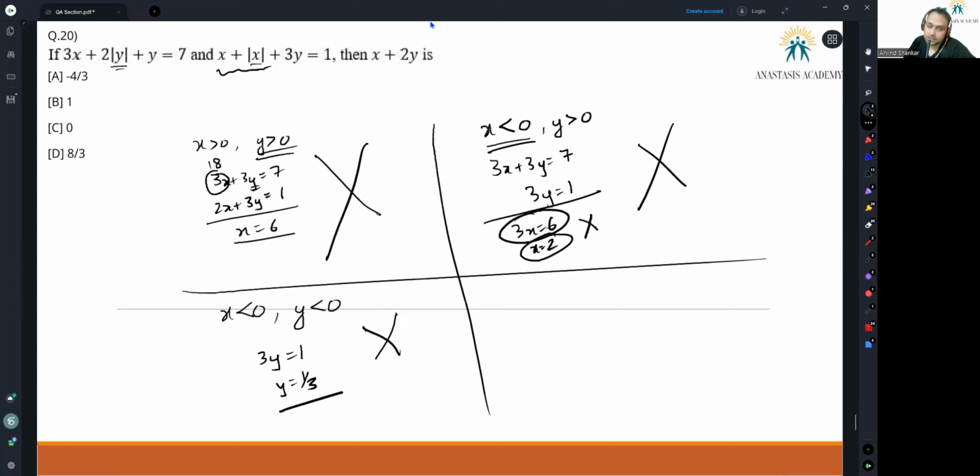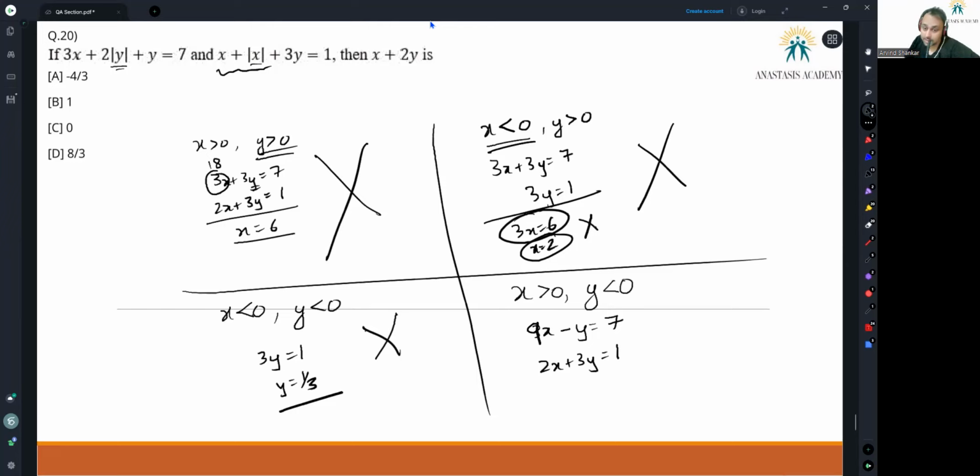This will not work. So the only case left for us to check is x being greater than 0 and y being less than 0. What that enables us to reach is 3x minus 2y plus y, so minus y is equal to 7. And here we have 2x plus 3y is equal to 1. We have to solve for this.